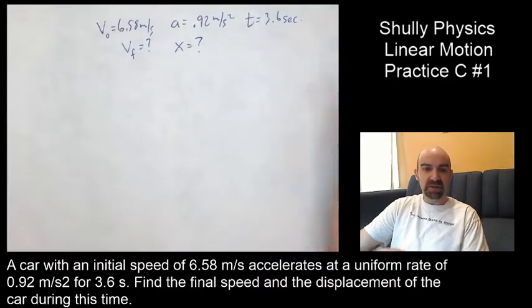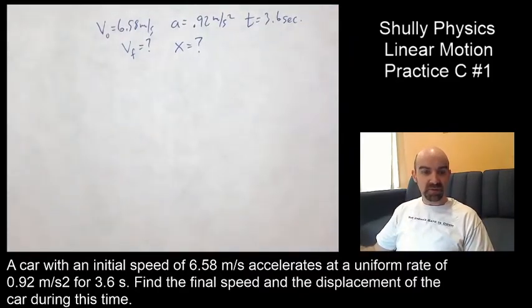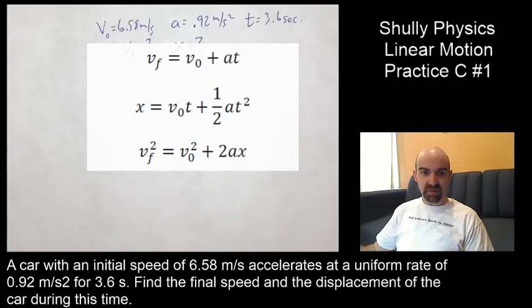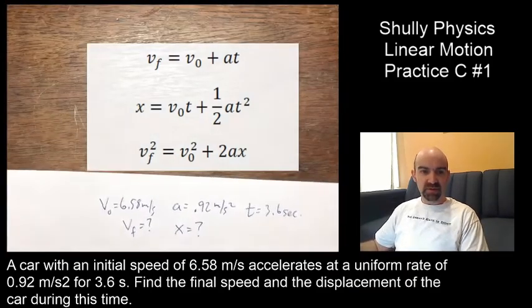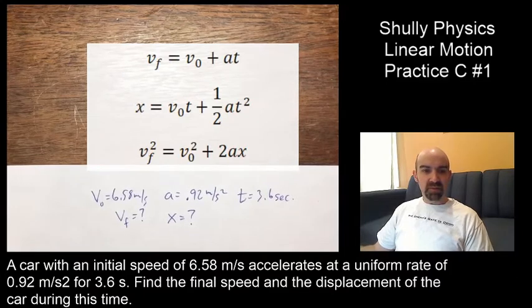Where is it going to be? How far will it have traveled? So we're looking for two unknowns. In this case, I can put away the text, so I don't really need that anymore. And let's look up our equation here. So given the values below, which one can we use for VF? Should we use the first one here? Should we use this one?